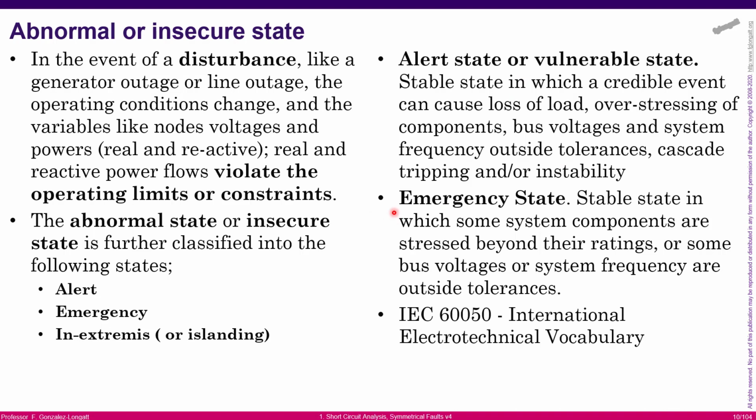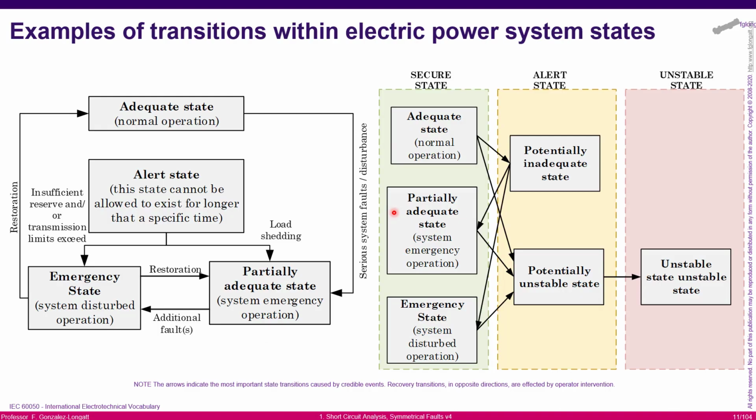The definition is, again, this is an unstable state. That means that the system is working, but the variables are extremely outside the limits, but the system is still working, okay? Those definitions are taken from the IEC 60050, okay? And here you can see the flow chart, okay, we are in a normal operation, something happened, and then there are some actions that we can take, okay?